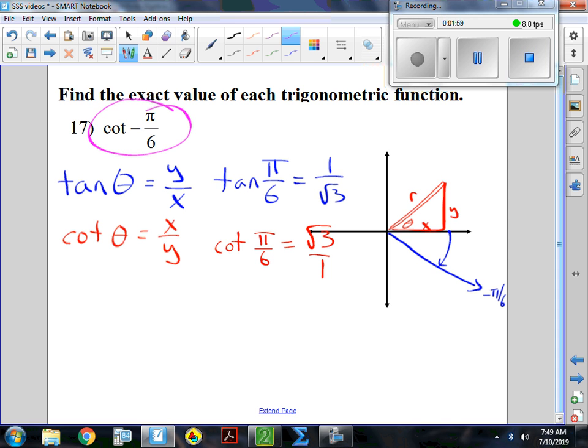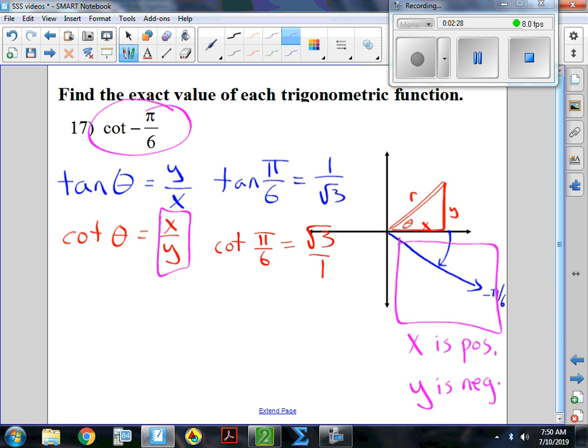And so the x and the y are helpful there because I'm looking at positive versus negative. So instead of going through the all students take calculus to see what's positive and then try to come up with the reciprocals based on that, I can just look at x and y. Inside quadrant 4, x is positive because it's to the right of the graph, so all the x coordinates in that quadrant would be positive, and y is negative because it's underneath the x-axis. So all the y values in that quadrant would be negative.